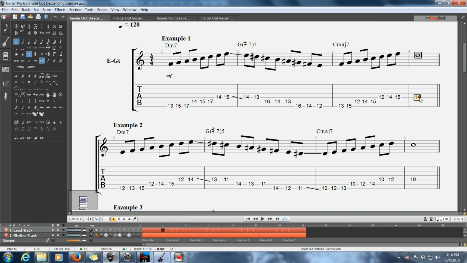We want to land on either a root of C major 7, the 3rd, the 5th, the 7th. We could even land on the 9th, which is D, but we want to avoid landing on the perfect 4th, which is F, and the major 6th interval, which is A, because they don't sound good, especially the perfect 4th. The F note sounds really suspended. I mean, that's what it is, a suspended 4th. So we want to avoid that.